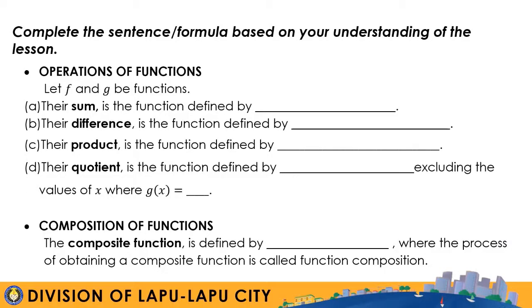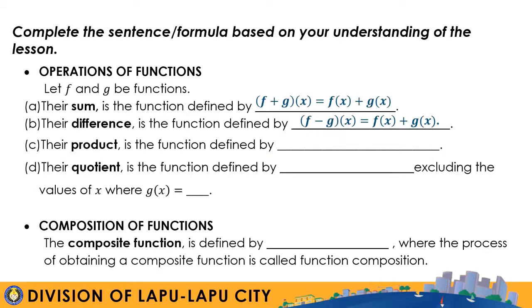Complete the sentence or formula based on your understanding of the lesson. For operations of functions, we let f and g be functions. There are 4 operations, namely addition, subtraction, multiplication, and division. Let's start first with addition. A. Their sum is the function defined by what? Okay. The quantity of f plus g of x equals f of x plus g of x. B. Their difference is the function defined by what? Good. The quantity of f minus g of x equals f of x minus g of x.